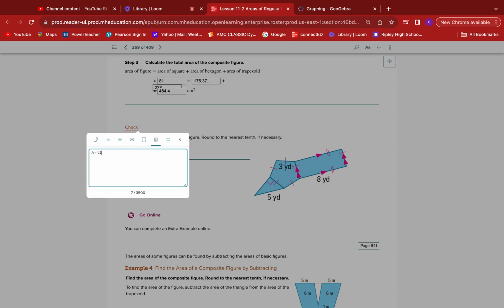Area is one half times the base times the height. Look, I have to do the Pythagorean theorem to find the height, which is a squared plus b squared equals c squared. So I'm going to say a squared plus 3 squared equals c squared, which is my 5 squared.